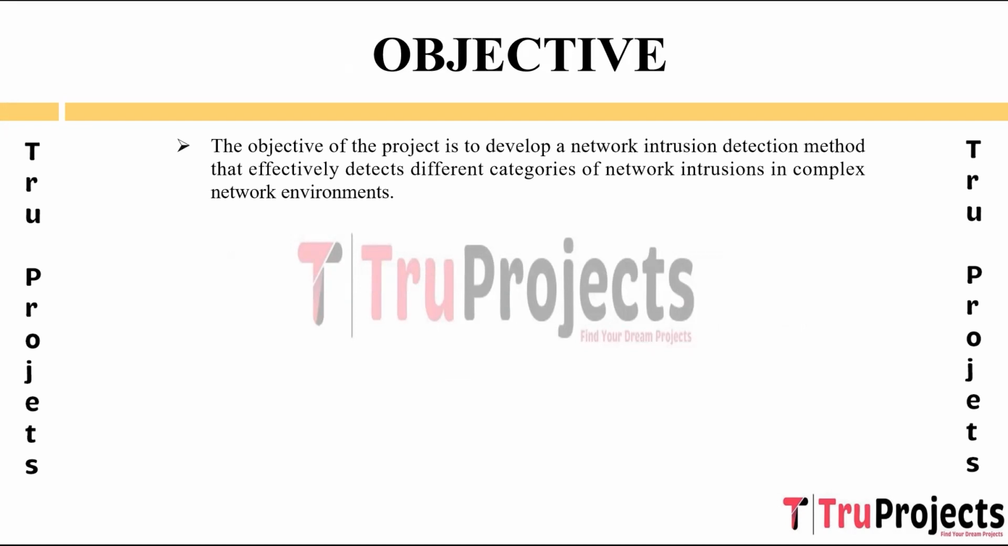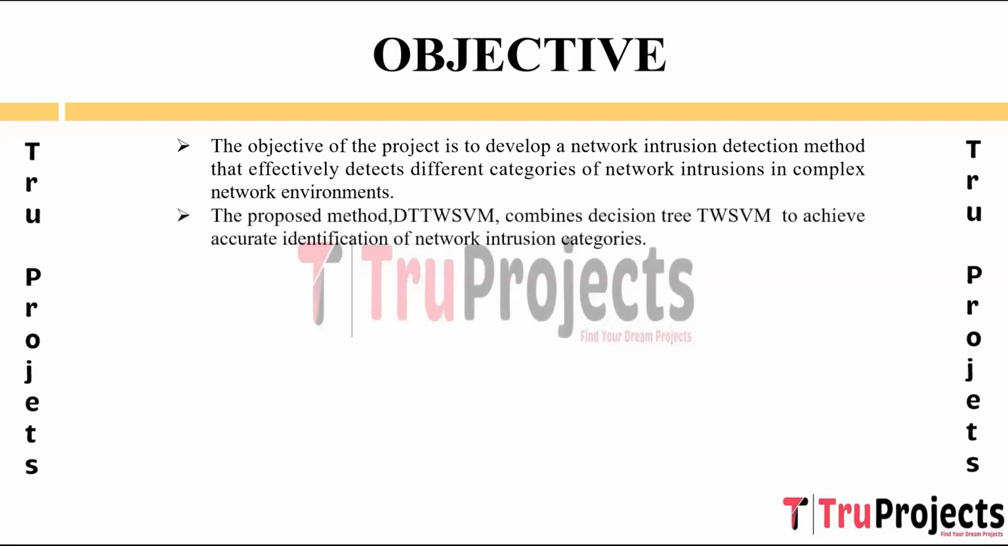Objective. The project's primary aim is to create an effective method for detecting various types of network intrusions within complex network environments. This objective aligns with the need to enhance cybersecurity by accurately identifying and categorizing different intrusion categories that potentially compromise network security.